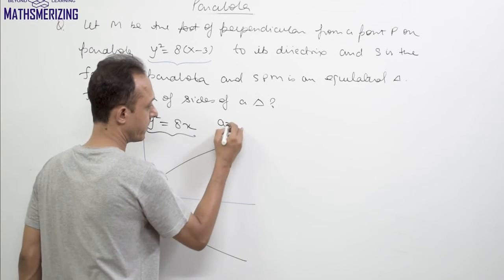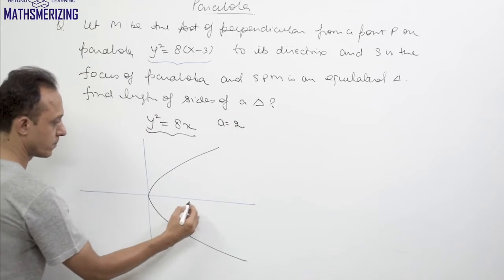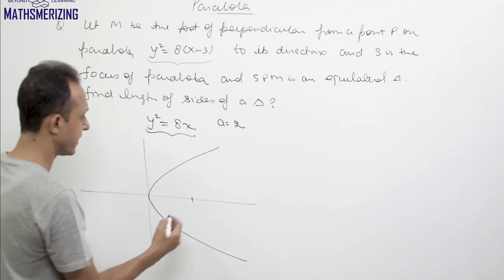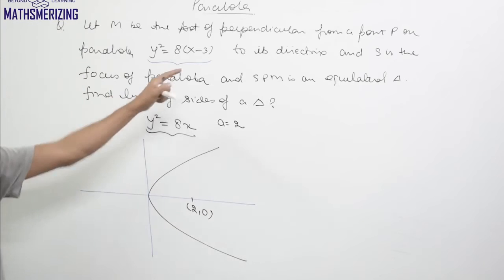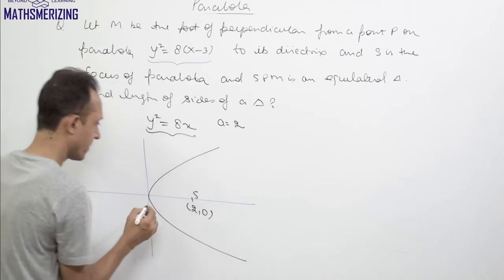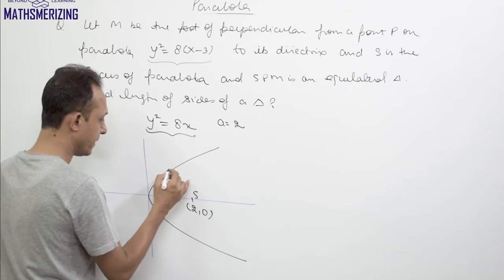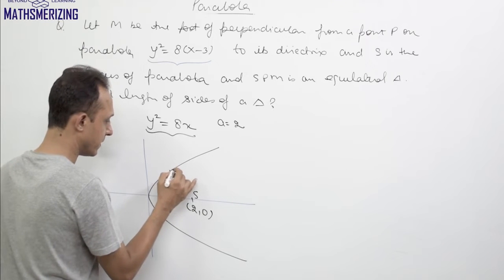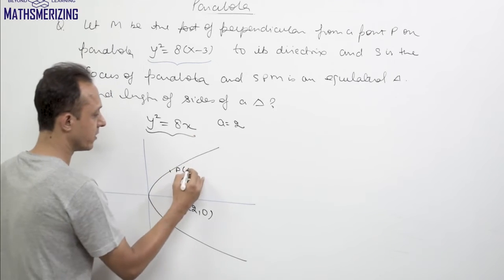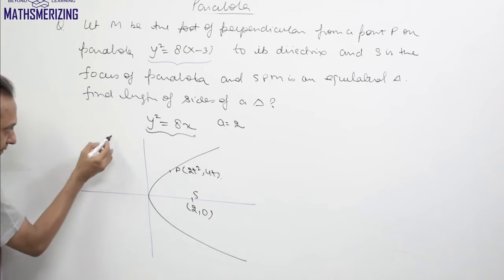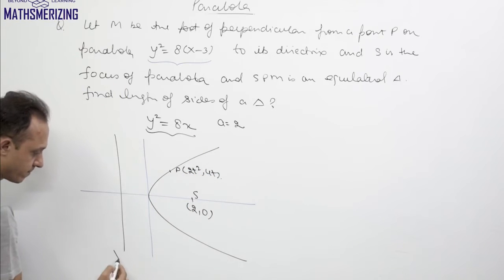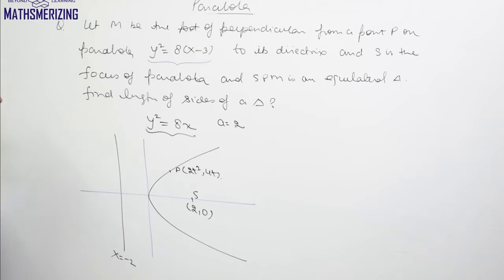Then for this parabola, the value of a is 2. So the focus of this parabola is at (a, 0), so it will be at (2, 0), and the focus of this parabola is S. Then we have any general point P. So P is (at², 2at), so it will be (2t², 4t). And then we have the directrix, which is at x equals minus 2.